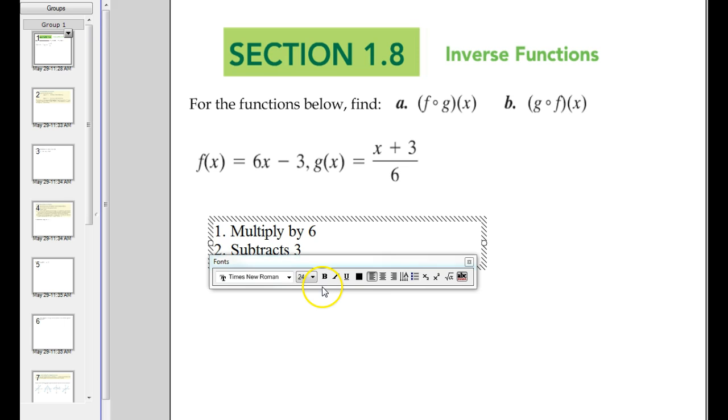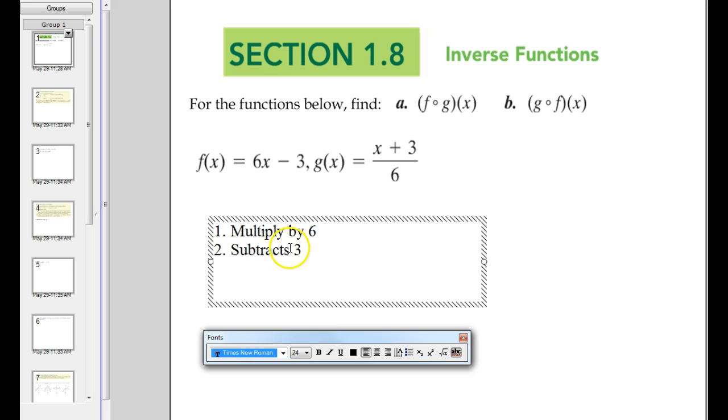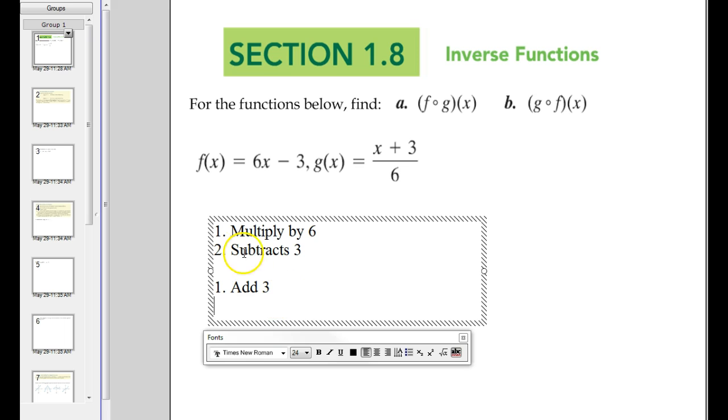Oops, 3. Now, think about this. If you were wanting to get rid of this, if you were wanting to undo what f does, what would you do? You would have to start with the last operation and undo it first. So the first thing you would do to undo it is to add 3. That'll get rid of the subtracting 3. And then, after you've gotten rid of that, to get rid of the multiplication by 6, you would have to divide by 6.